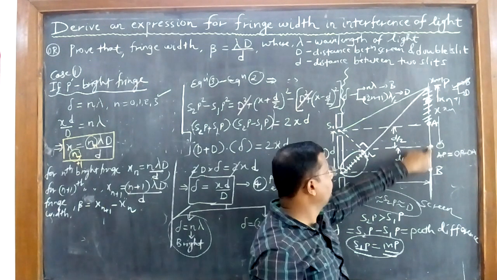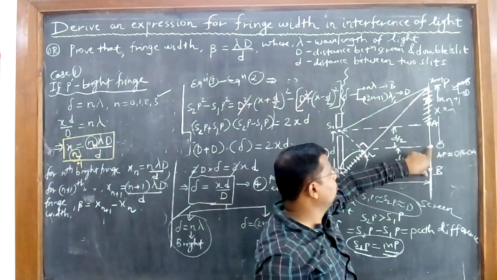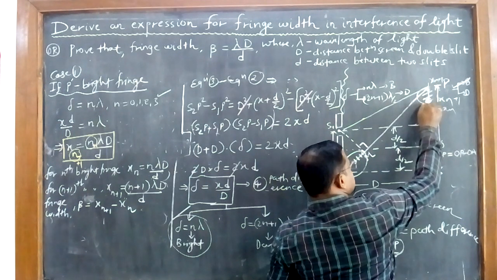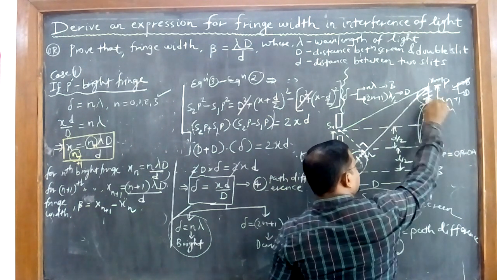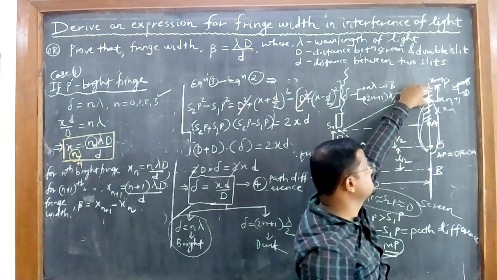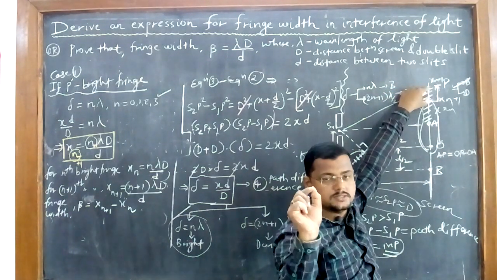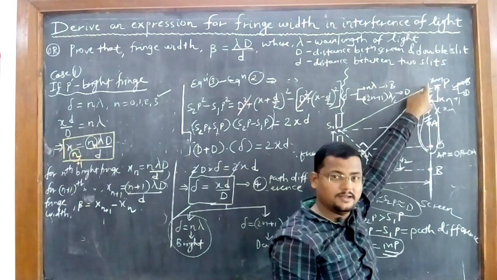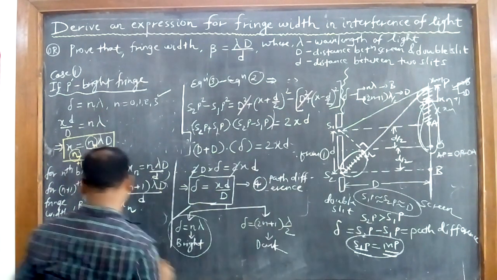So from O to point P is xn plus 1, and from O to this next bright fringe is the distance xn. So this total distance is xn plus 1. From that, if you subtract this much, will you get this one? xn plus 1 minus xn is equal to this, and this is your fringe width, because this is the distance between the two successive bright fringes here, xn plus 1 minus xn.